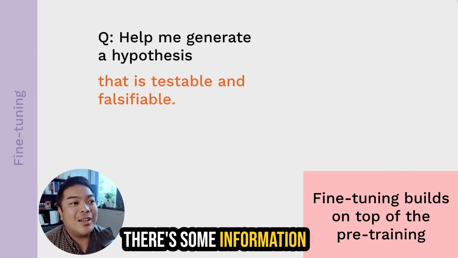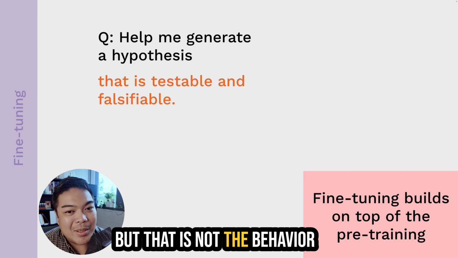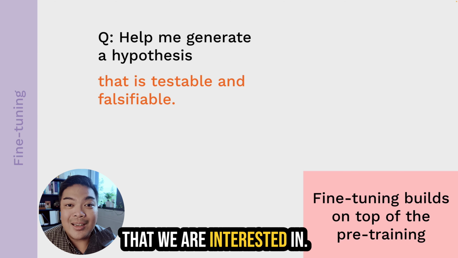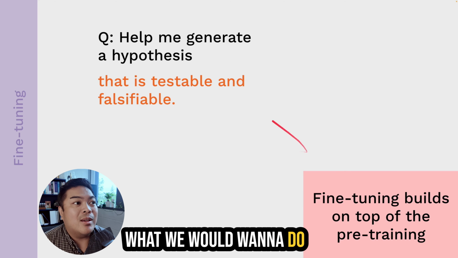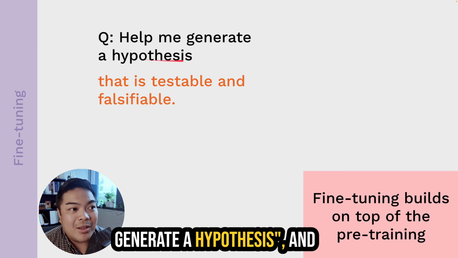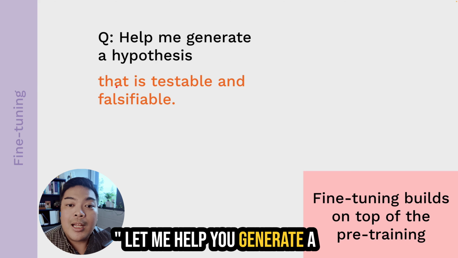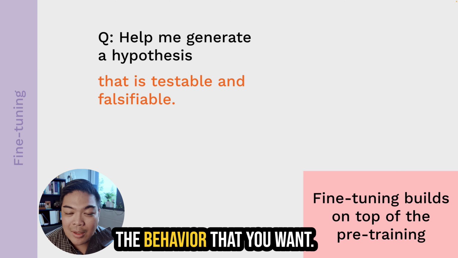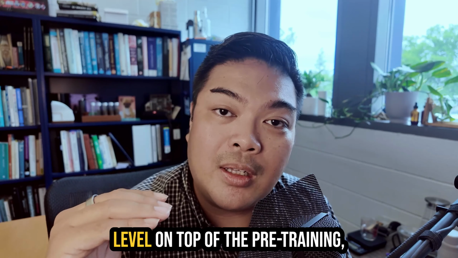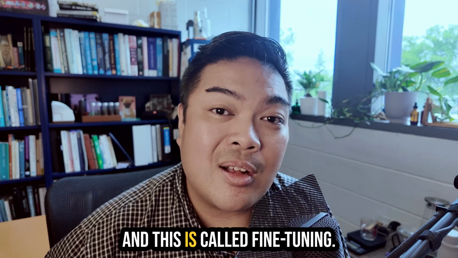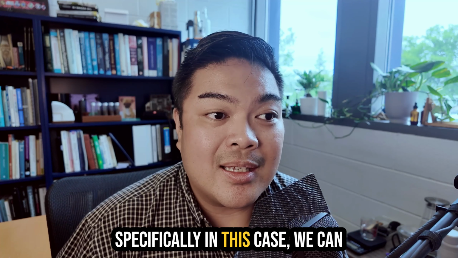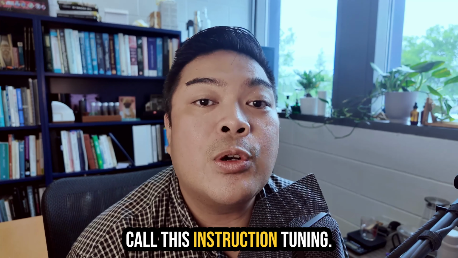There's some information and some meaning there, but that is not the behavior that we are interested in if this is a chatbot. What we would want to do is ask a question, help me generate a hypothesis, and maybe it answers us back, let me help you generate a hypothesis. That's kind of the behavior that you want. To do this, we build another level on top of the pre-training, and this is called fine-tuning. Specifically in this case, we can call this instruction tuning.